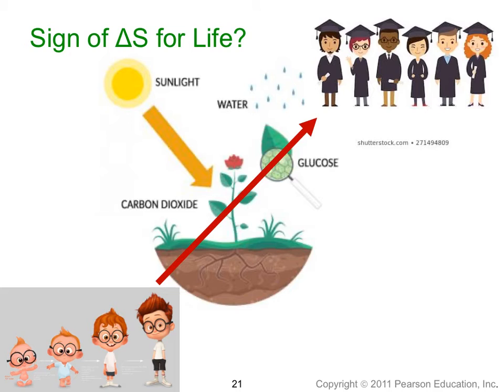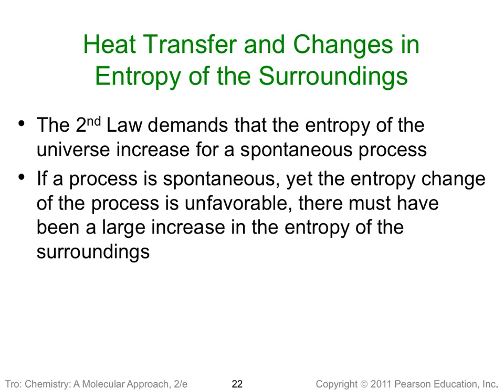So basically, in the universe, right, the delta S for life is spontaneous. All of this goes from the newborn growing up into the graduate and eventually, an adult with another newborn. All of that is spontaneous in terms of the chemical processes. So now this second law says that entropy of the universe is going to increase for a spontaneous process. If a process is spontaneous and the entropy change is unfavorable, there must have been a large increase in the entropy of the surroundings.